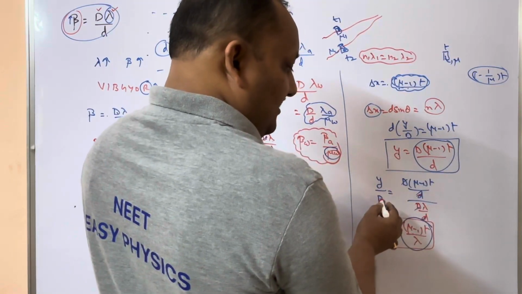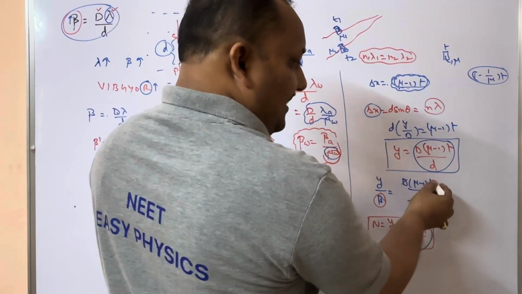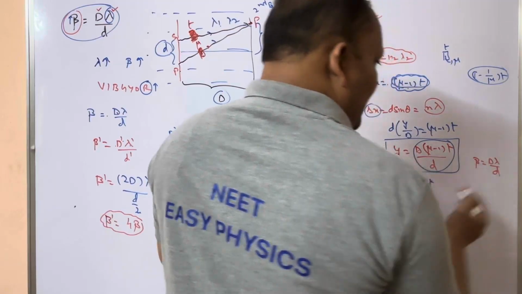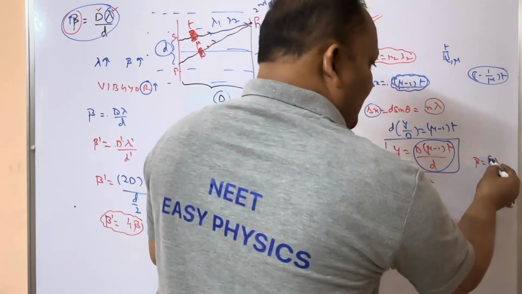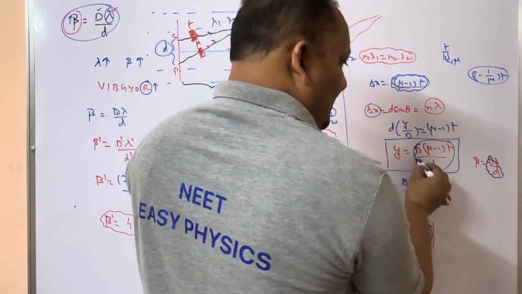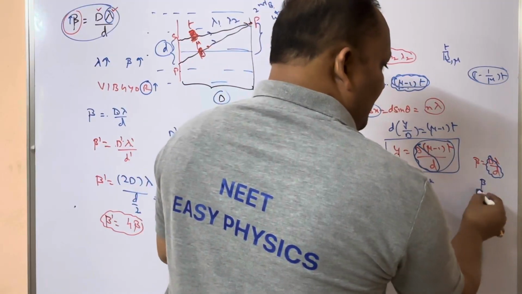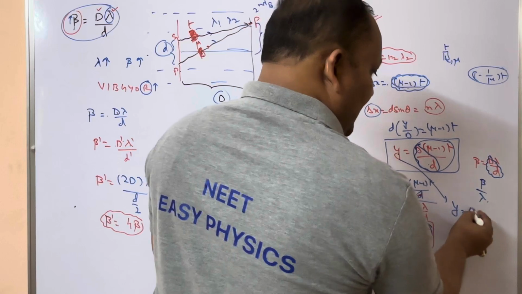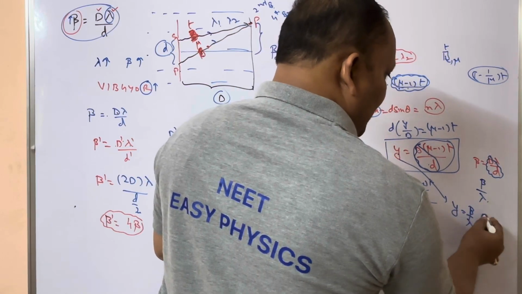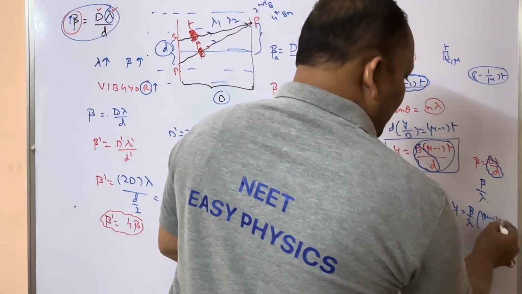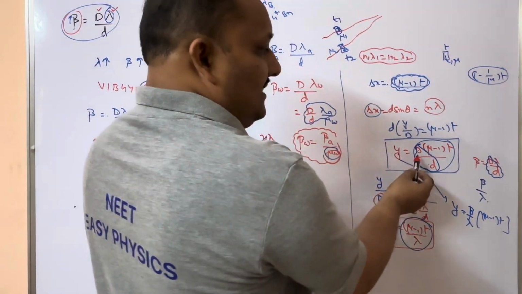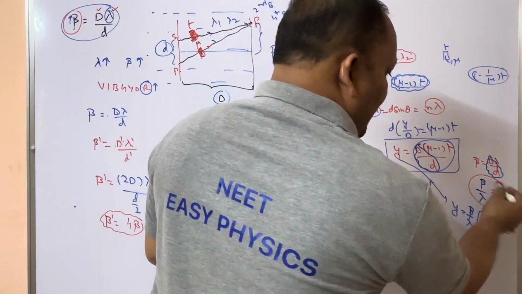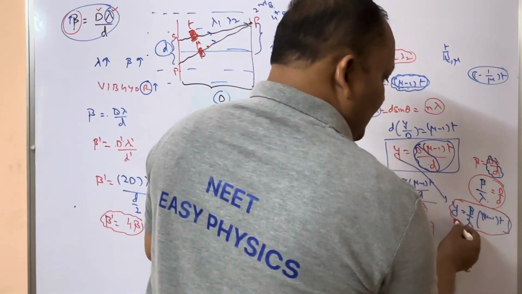Whenever you are writing this beta here, beta is equal to what is the formula? D lambda by d. In place of D by d, what can we write? Beta by lambda. Then the shift formula, y is equal to, in place of D by d, beta by lambda into mu minus 1 into t. Isn't it? Just in place of D by d, we replaced beta by lambda. This is also a shift formula.